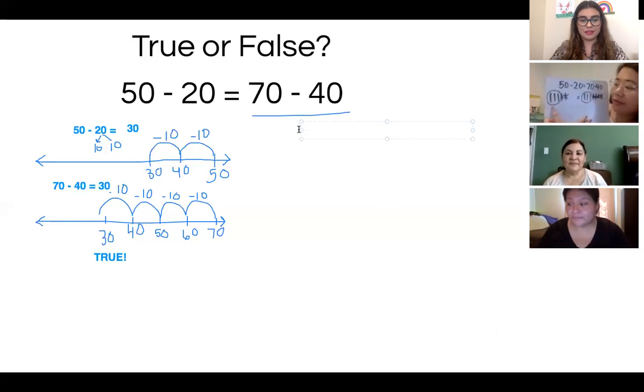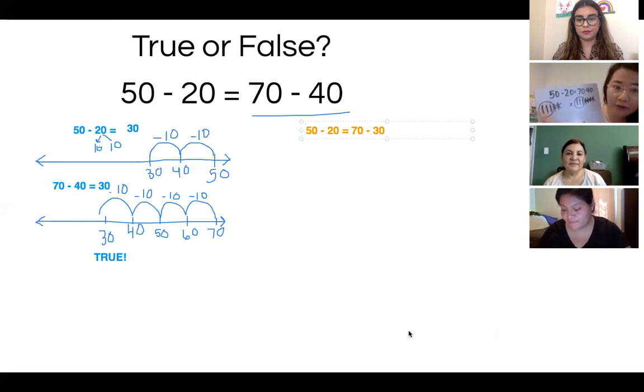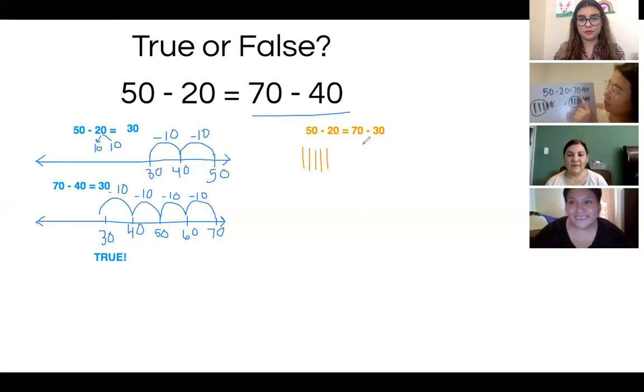And so I drew my 5 tens. And because it's subtraction, I crossed out 2 tens because I know 20 is 2 tens. And then I circled what I had left over, which was 3 tens here. And then on this side, I had 7 tens, and then I crossed out 4 tens because 40 is 4 tens, and I was left with 3 tens here. So I knew that if I had 3 tens on this side and 3 tens on this side, that means they're both the same, which means that this equation is true.